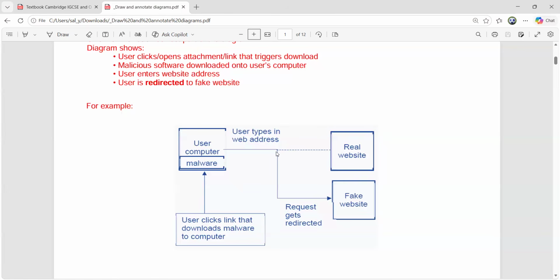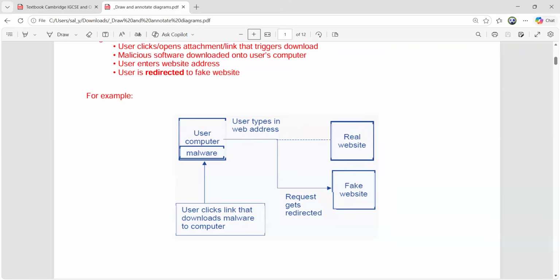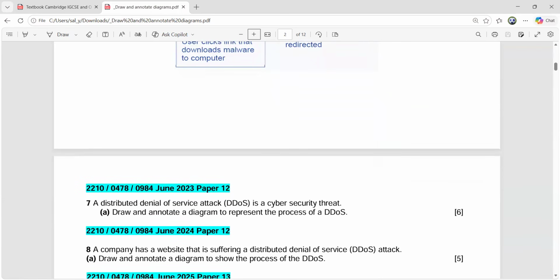Children, any questions before we proceed to the next one? Okay, now the next question is DDoS.